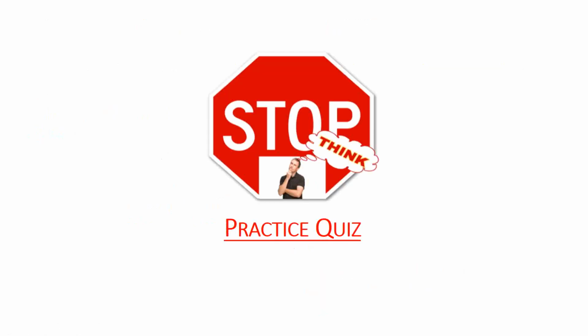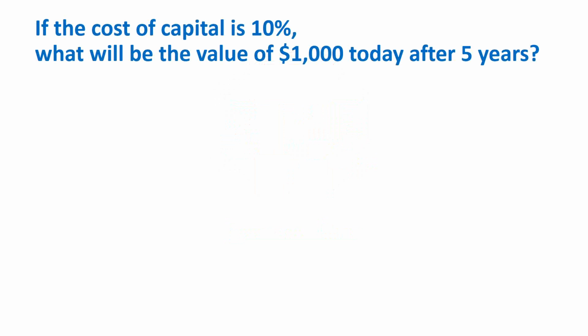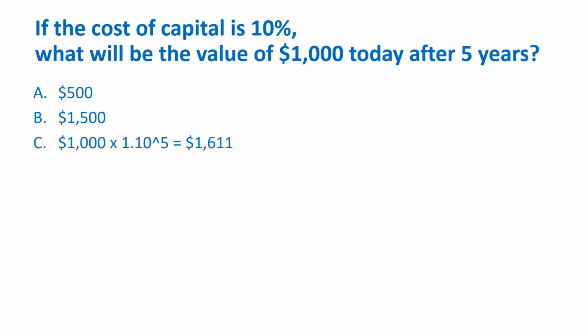Now let's go to a practice question. If the cost of capital is 10%, what will be the value of $1,000 today after 5 years? Or what is it that you need to pay after 5 years? Is it 500, 1,500, or 1,000 times 1.1 to the power 5, or is it 1,000 times 1.01 to the power 5?